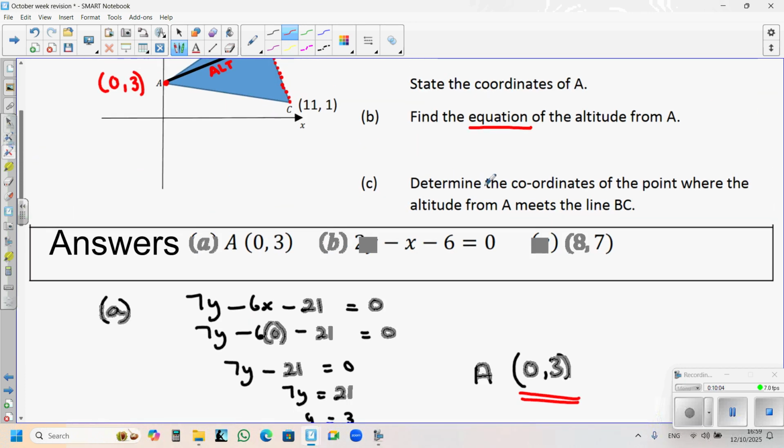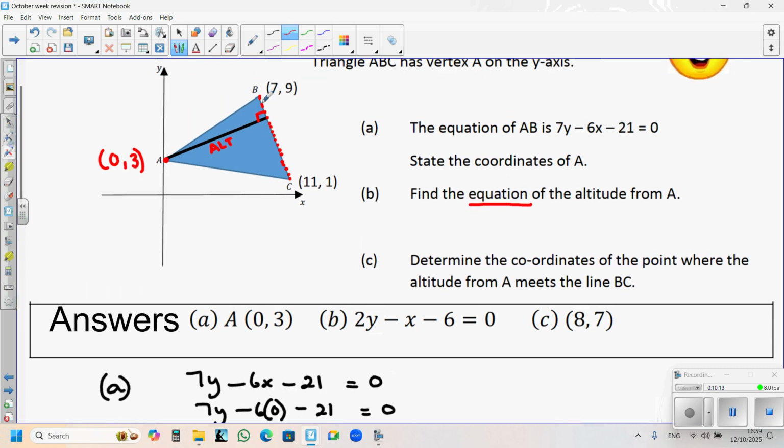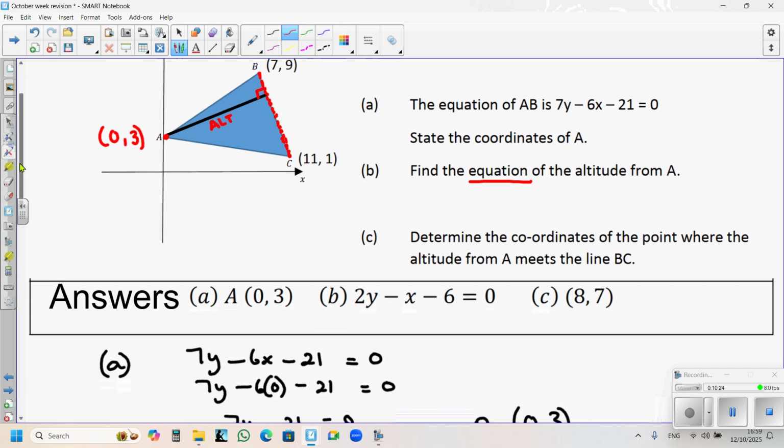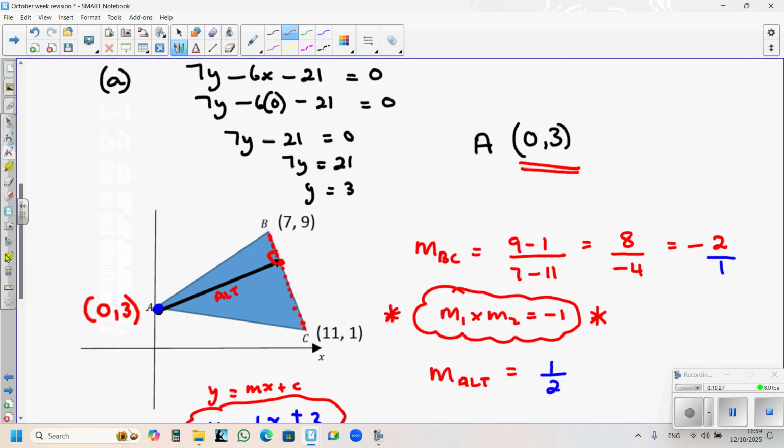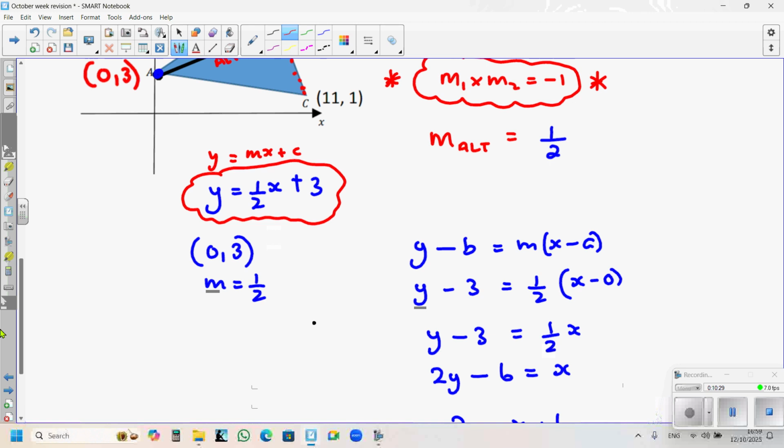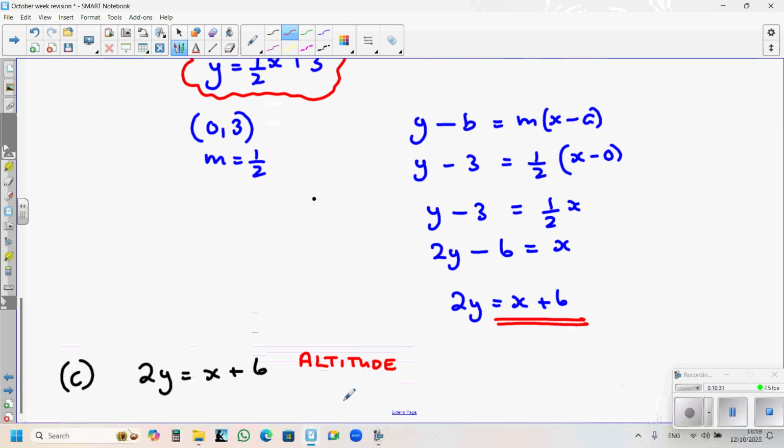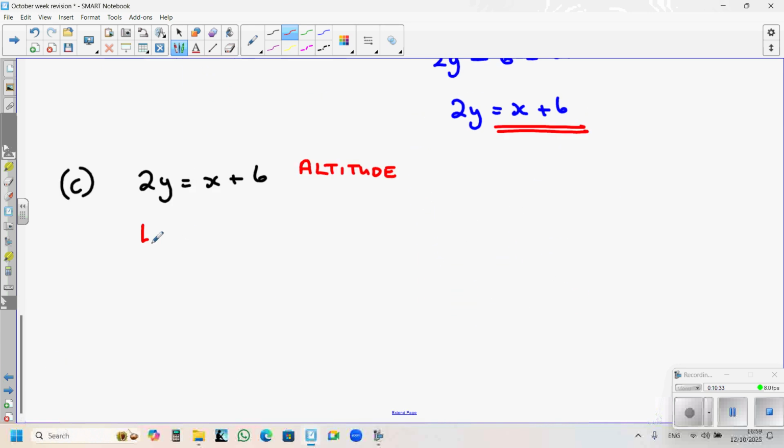So the next part is determine the coordinates of the point where the altitude, that's what we just worked out, meets the line BC. There's the line BC. I don't know what the equation of that is actually. I haven't worked that out and they haven't told us. But I have worked out the gradient of it, so that'll help us. Right, so we want the equation of the line BC. So if we go down here, that's the altitude. I now want to find the equation of BC.